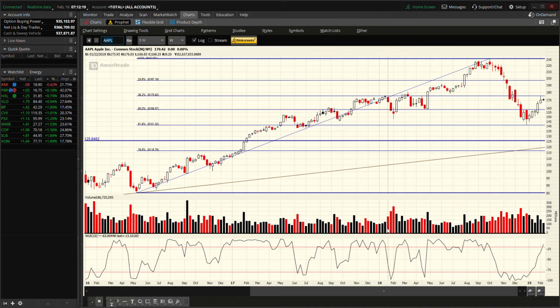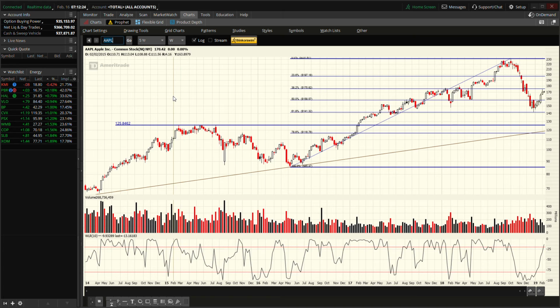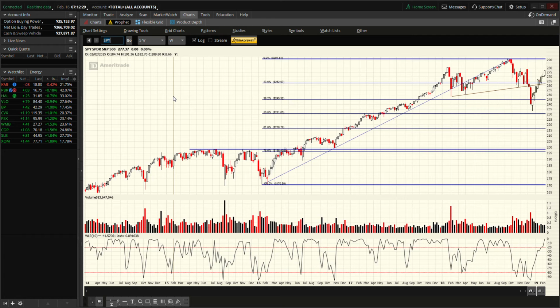But we need to put this in the perspective of the S&P 500. So let's take a look at the S&P 500 in the context of Apple. So I use SPY. SPY, we did the same thing here. You can see here this market is going straight up. It's likely going to test that 290 level again. So there is no slowdown right now. Looks like February is going to rally.